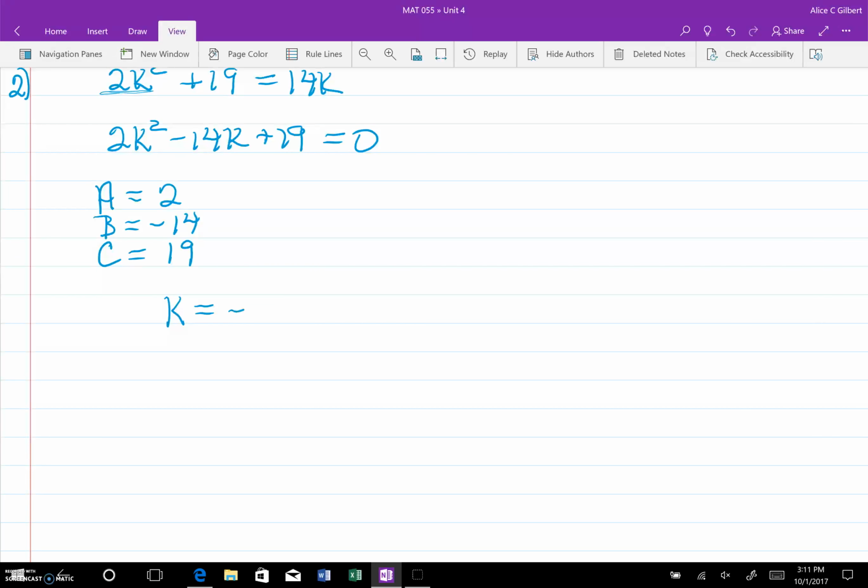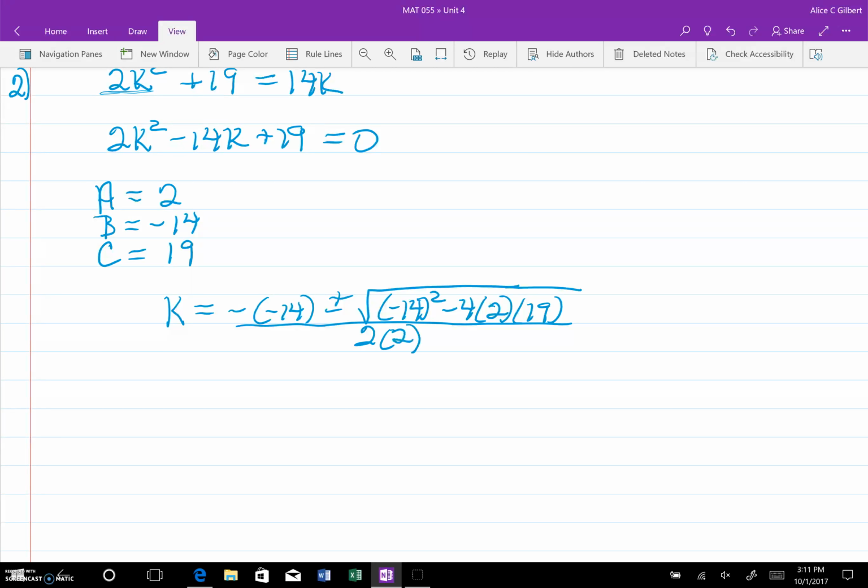K equals negative b plus or minus the square root of b squared minus 4 times a times c all over 2 times a. And again, if you say the generic while you're writing it in, you will get this down so you can say it as fast as I can. Okay? So now we just need to do the calculations of the numbers.